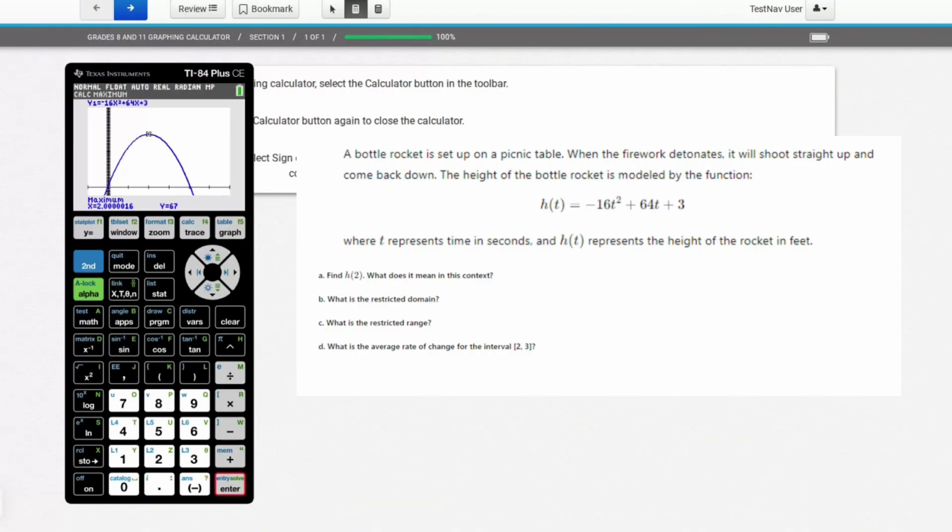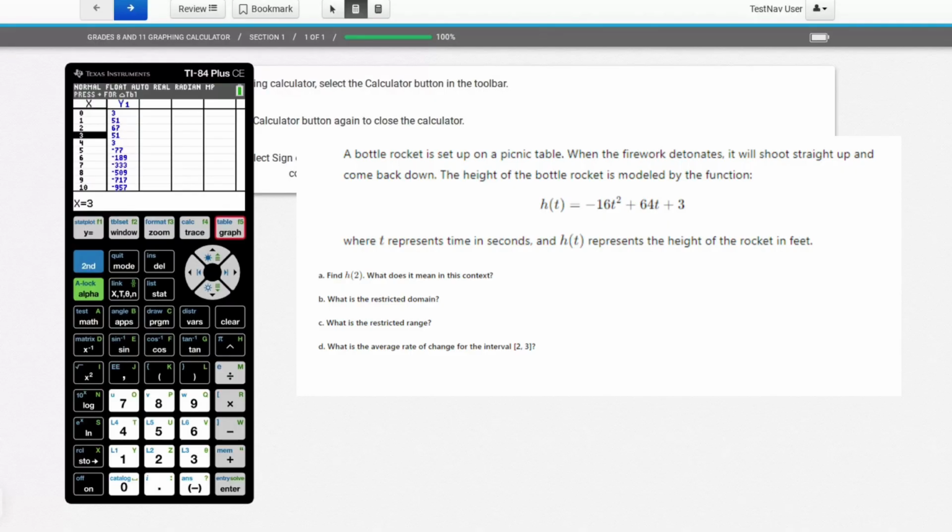D is asking for the average rate of change for the interval 2, 3. All right, so what I'm going to do is get those values and then do the rest by hand. So how do I get the values for 2, 3? Well, let's go back to our table. And our table says at 2, we are at 67. So I already know that. At 2, we are at 67. And at 3, we're at 51. Okay? So let's use those points.